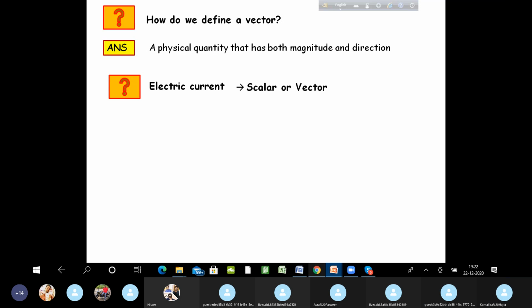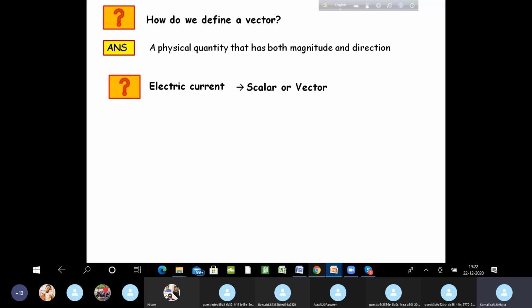Vector. Okay. Someone says vector. Does everybody agree with her, vector? Yes, ma'am, vector. All of you agree that current electricity is a vector? Current is a scalar quantity. Okay, some say vector, some say scalar. It's a scalar. Let's see how we define current electricity.